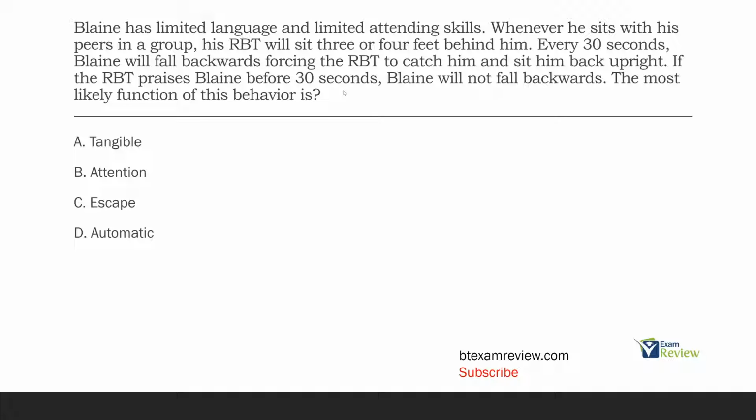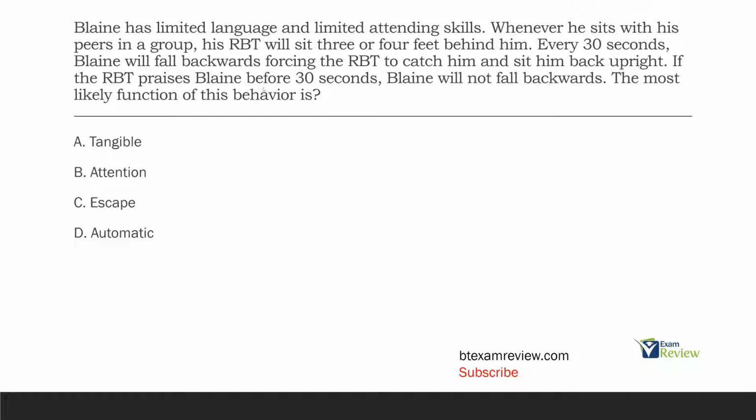In this case, we have a client. He sits with his peers in a group. The RBT is 3 or 4 feet behind him, but every 30 seconds, the client will fall back and force the RBT to catch him, sit him back upright. Okay. Doesn't tell us a whole lot, right? It could be escape. Maybe he's trying to escape from the group. It could be attention. Those are our two best guesses so far. It doesn't look like any items are involved, and there's a second party, so it's not automatic.